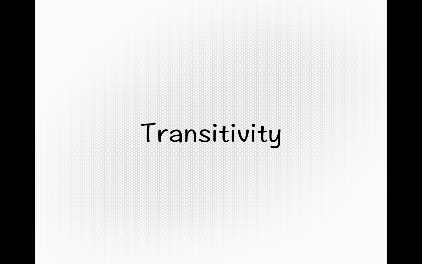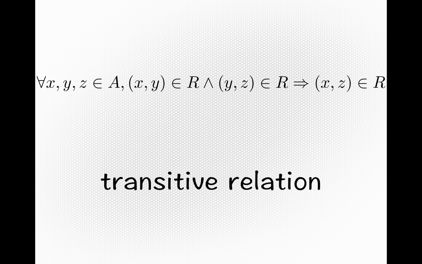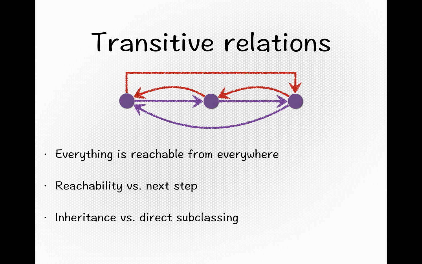The second big family of properties is transitivity. So we call a relation transitive if we can go from any element to another element and then to another element, then we can also go to that third element directly. So if something is reachable by some means, then it should also be reachable in one step. So yes, it looks like this, and everything is reachable from everywhere in this particular example, but it doesn't have to be. So anything that is reachable should also be reachable in one step. That's the most important part.